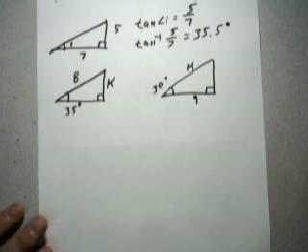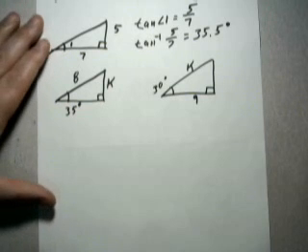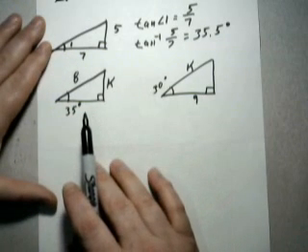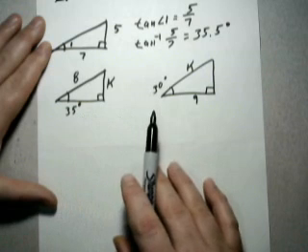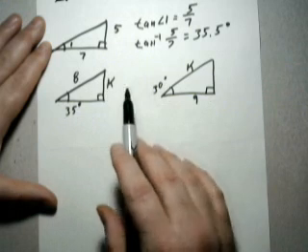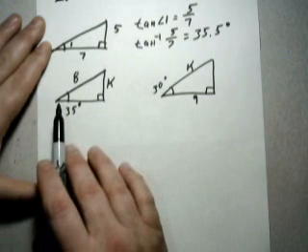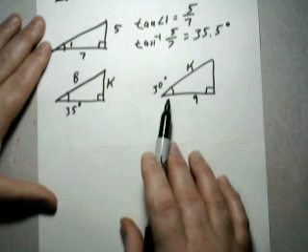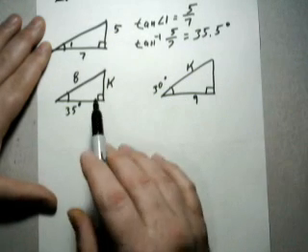Okay, continuing with number 22. Our goal here with number 22, A and B, is to find the side of K. We're given the reference angle in each one, 35 and 30, and then we're given the different sides.